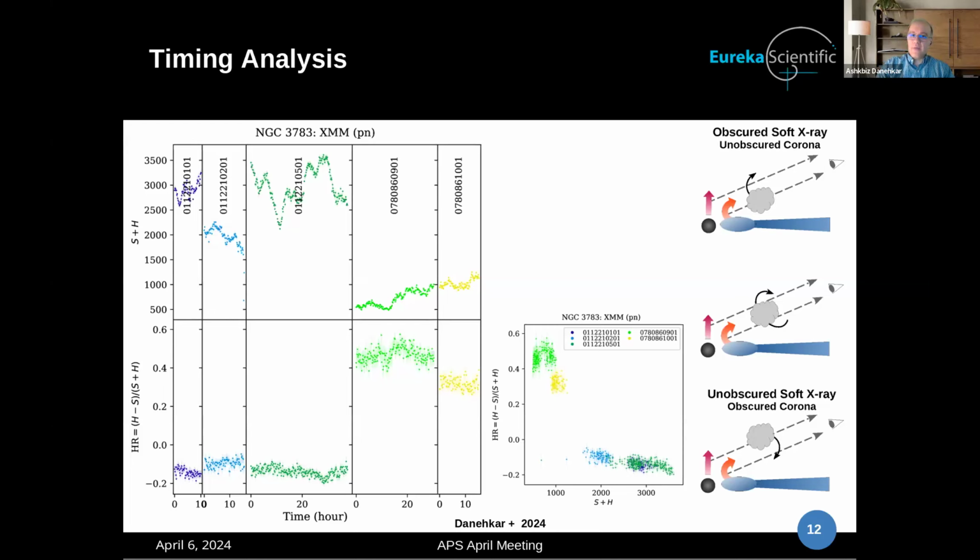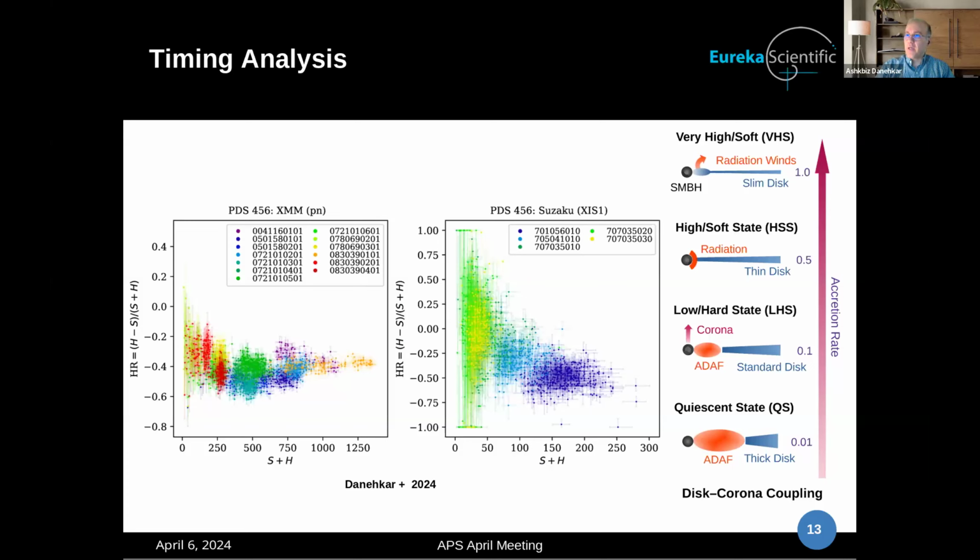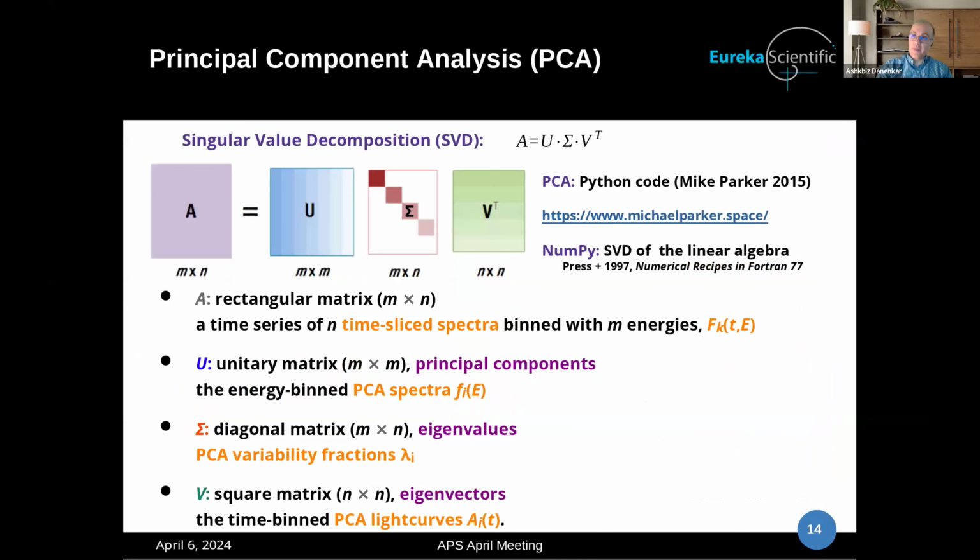In other AGNs, we have, for example, PDS 456. There is some yearly variability, which is believed to be related to failed rings in the corona, similar to what we see moving from the low or hard state to the high and soft state in X-ray black hole binaries. This kind of variability may have some effects. The question is whether it has an effect on spin measurement.